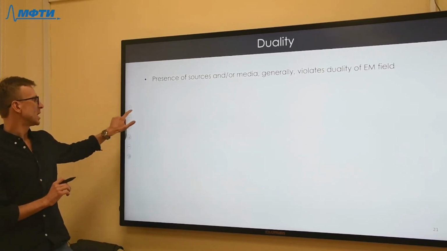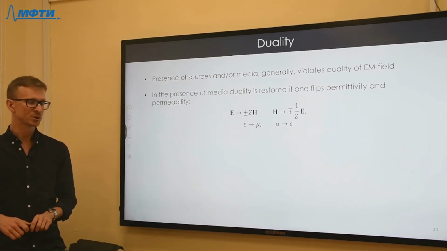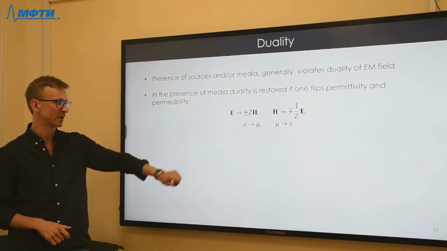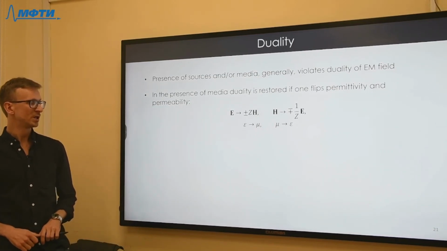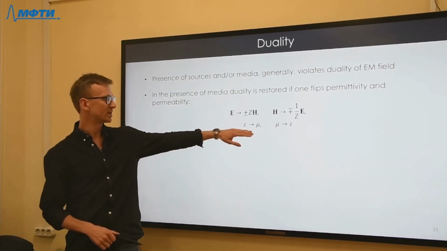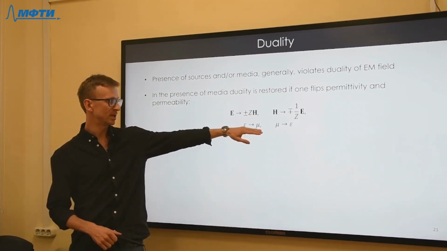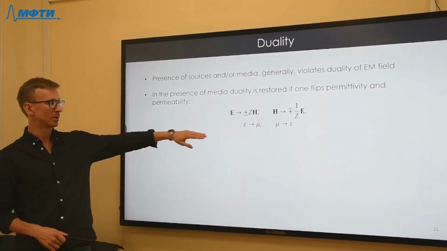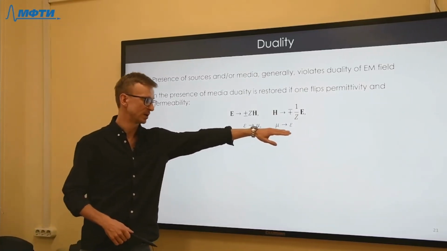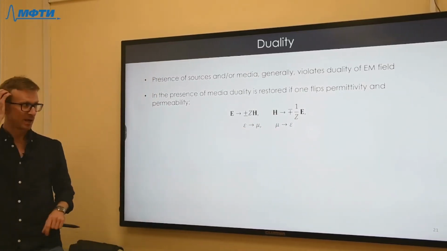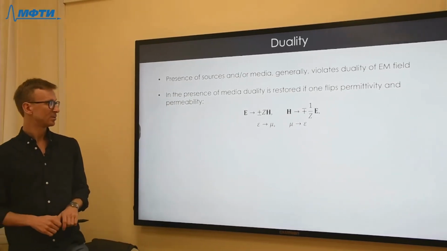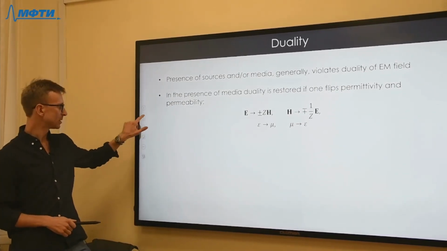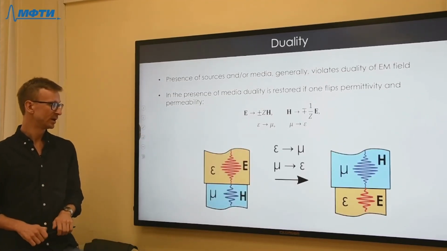So it turns out that we can restore the duality transformation, which is this generalized rotation by plus or minus pi over 2, if at the same time we replace permittivity with permeability and permeability with permittivity. And I want to emphasize that there is no minus sign here. We just flip them. And that preserves the symmetry, and it can be visualized in a simple graphical way.